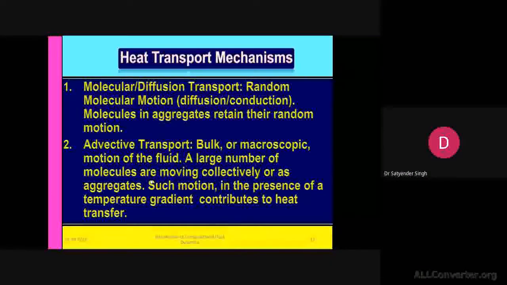So molecular transport generally happens through diffusion or advection. But in a generalized way, we rarely have pure advection as a problem. We generally have convection as the problem.